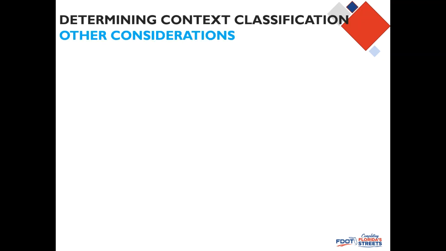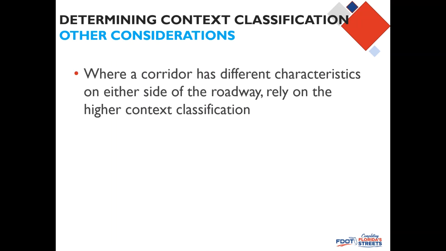There's some other considerations to keep in mind as you're doing the context classification. These are questions that have come up, and so we wanted to answer them as we go along here. Quite often, especially in an edge condition, you'll see where a corridor has different characteristics on one side of the roadway or the other. So for instance, you can imagine a rural area at the edge of a town, and one side of that roadway has been developed. It now has a shopping center on it. It now has an apartment complex on it, or it may have a gas station on it. The other side may still be an empty field. It may be a forest. It may be an agricultural orchard or something of that character. So you have two different characters on each side of the roadway.